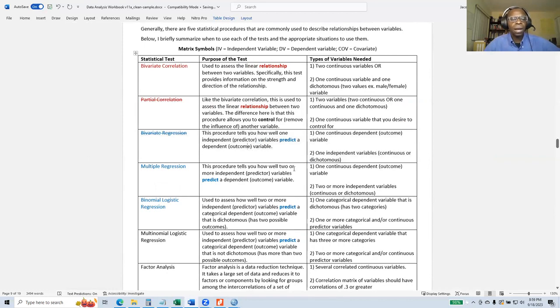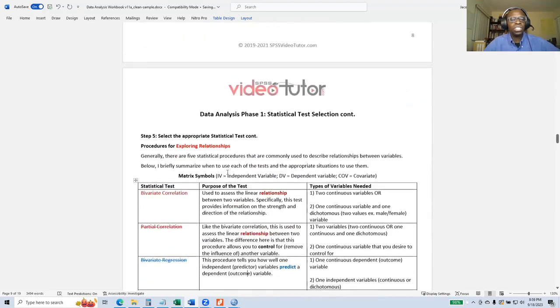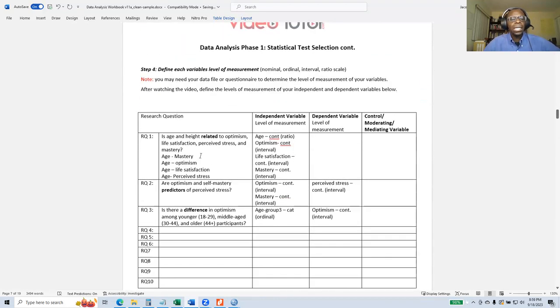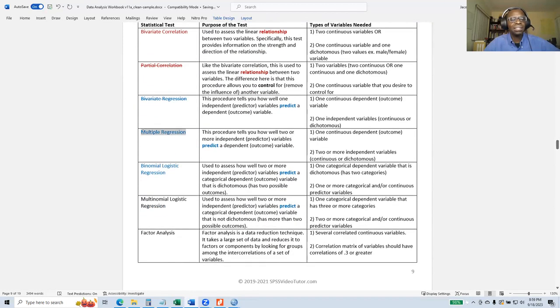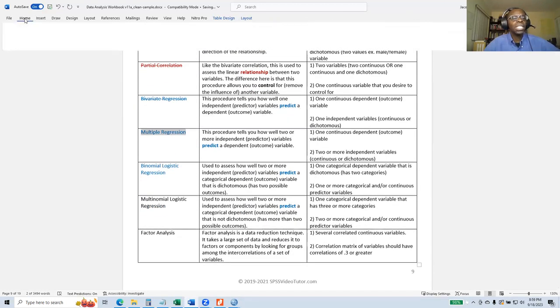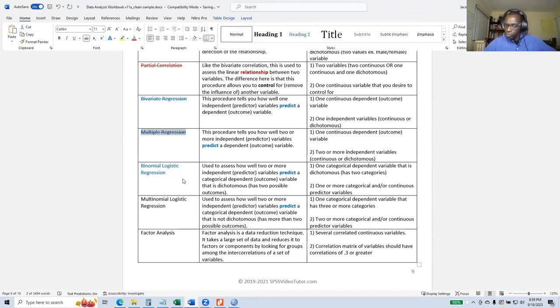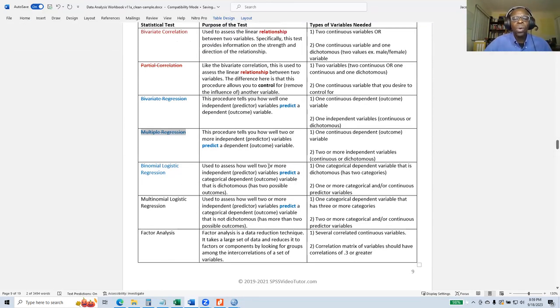Okay. So that's out. Multiple regression. This procedure tells you how well two or more independent predictor variables predict a dependent variable. This is another thing that deals with prediction. There is no word about prediction here. It's about relationship. So we cross this out. It's not a prediction test. Used to assess how well two or more independent predictor variables predict. Dead giveaway. It's not a prediction question.